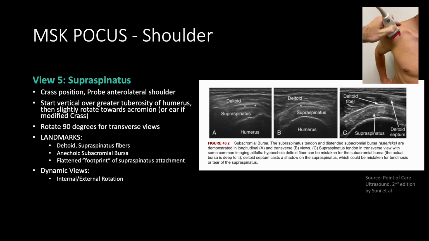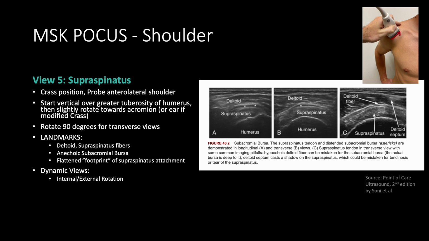For this, you want the patient to be seated with their arm in the crass position, which is where the dorsum of their hand is put into the small of their back and pressed against it. Or you could have them in the modified crass position, which is basically asking them to put their hand in their back pocket, with the dorsum of the hand, once again, being the side that is approximating their skin. And then you'll have the probe in the anterolateral shoulder, starting vertically over the greater tuberosity of the humerus, and then you'll slightly rotate towards the acromion or ear so that you can get that tendon in the long axis.